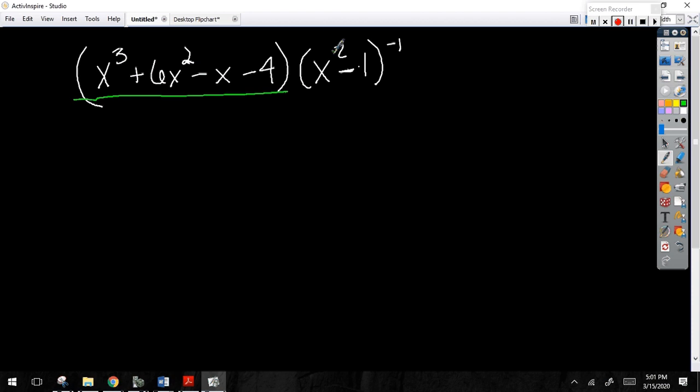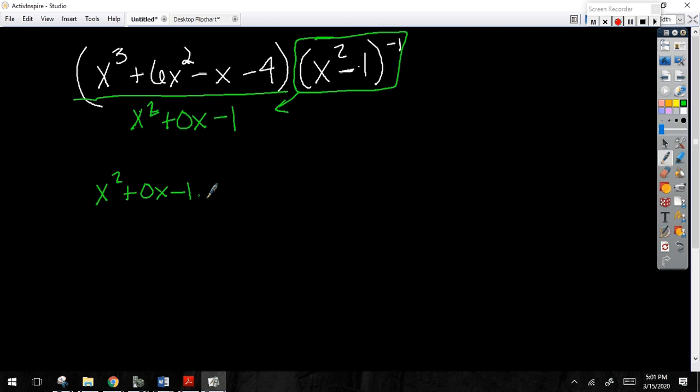Okay? And the other thing I wanted to show you, and the reason I did this one, is because notice I'm missing an x here. So I would want to write this with the placeholders. So x squared plus 0x minus 1. Okay? And so now as I set this up, I have x squared plus 0x minus 1 into x cubed plus 6x squared minus x minus 4. Okay?